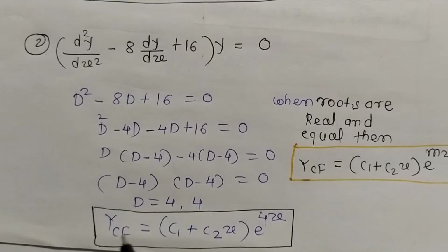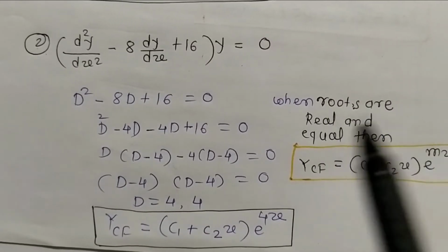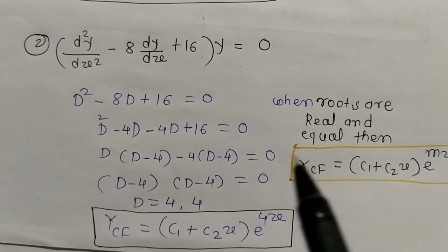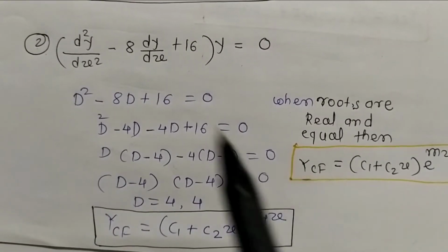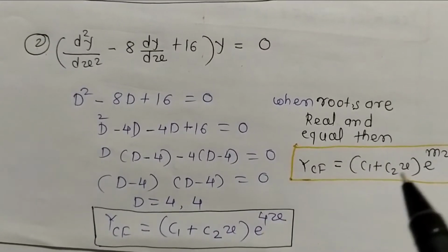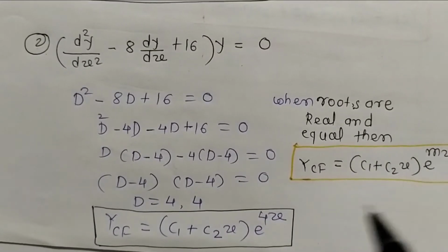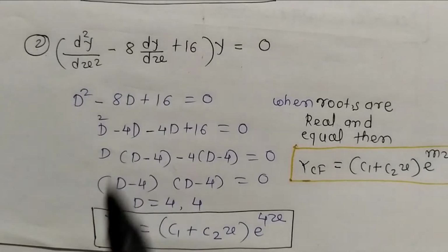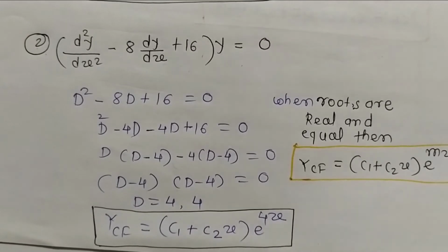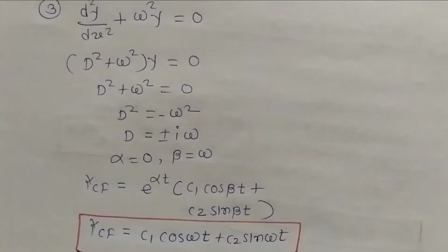So for the complementary function, here roots are real and equal, then the solution of this differential equation is (c1 plus c2 x) times e^(mx). So here the complementary function, or solution of this differential equation, is (c1 plus c2 x) times e^(4x).